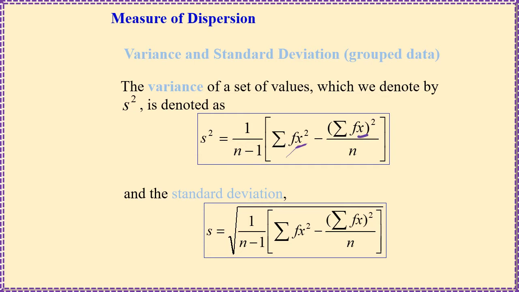Okay, how to find the midpoint? We just have to find the average lah. Okay, so find the average between the lower and upper boundary. Okay, let's see how do we find all of this for the group data.